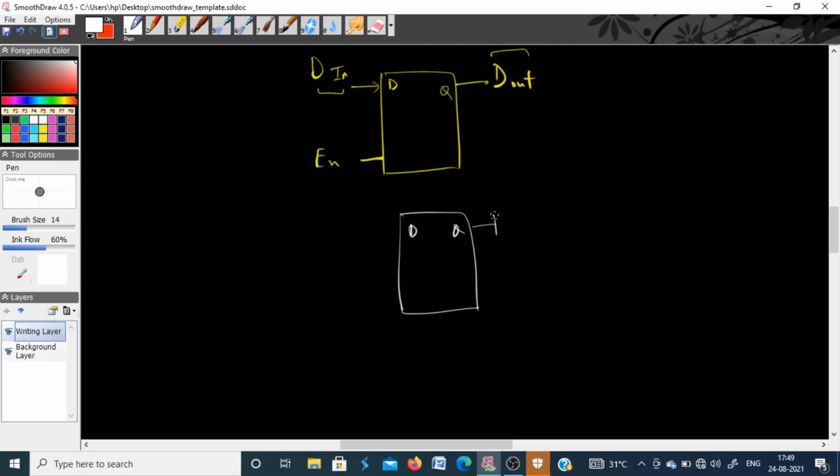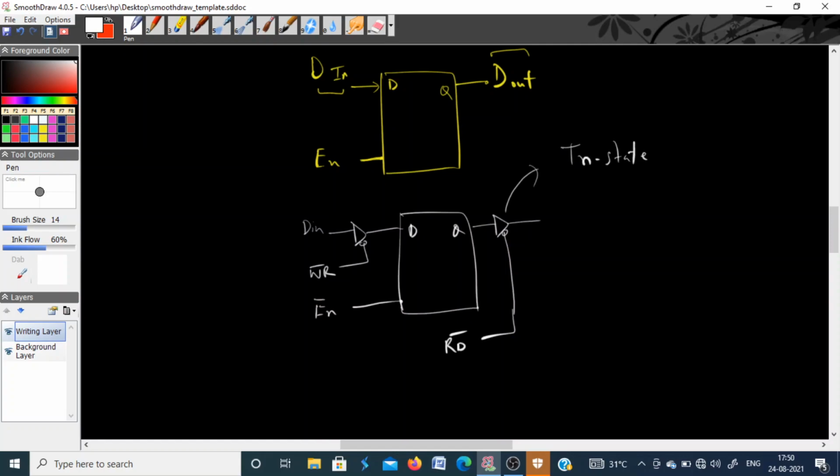This is connected to a tri-state buffer, which is controlled by a read signal. Similarly, the input is connected to a tri-state buffer, which is enabled by a write signal. So this is D in, and of course along with this we have an enable input pin. Now what is this symbol? This symbol is for tri-state logic devices, or you call it a tri-state buffer.